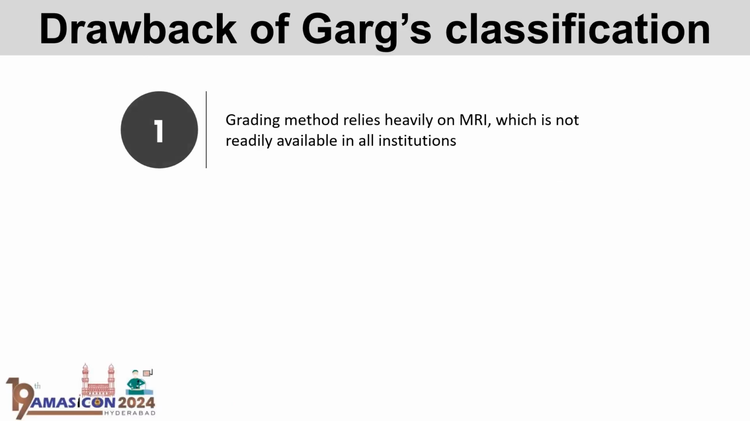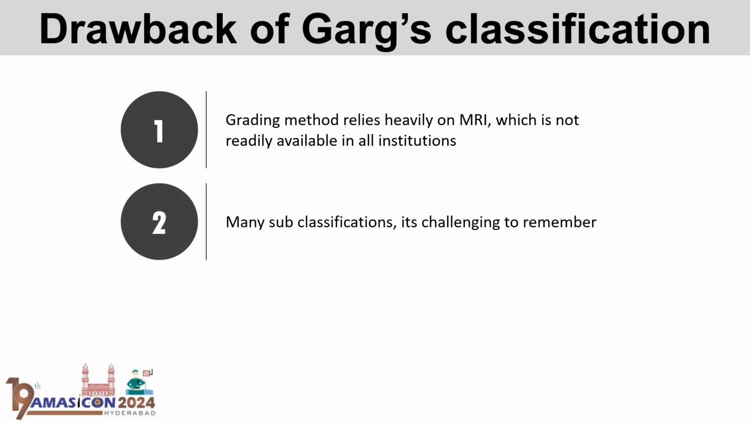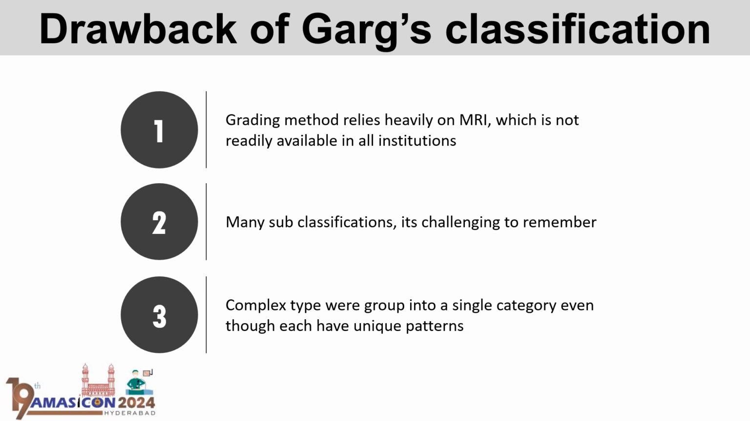But this classification also has a few drawbacks. It mainly relies on MRI, not readily available in every institute. With many sub-classifications, it is a challenge to remember, as there is grade 5 with subgrades, so it becomes a bit difficult to remember. And complex cases, suprasphincteric and extrasphincteric, are put into a single category even though they have unique patterns. But at the same time, Garg has published data about these being iatrogenic, so iatrogenic fistula is also considered in this class.